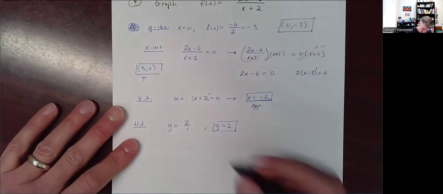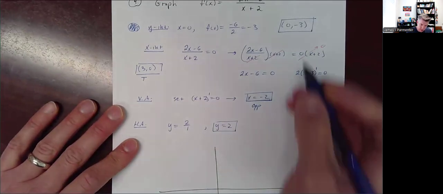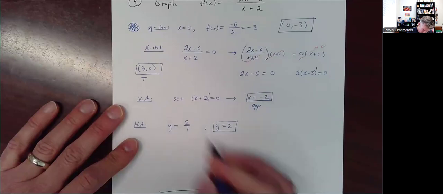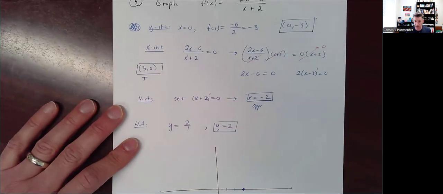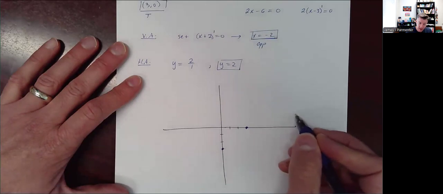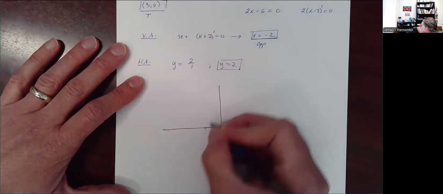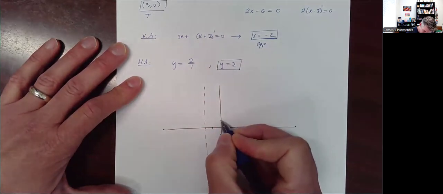So I've got a y-intercept at (0, -3). I've got an x-intercept at (3, 0). I know it's going to go through, so it's probably going to go like that. Maybe not, though. We'll see. Oh, sorry, you guys can't see that. Apologies. So it's probably going to go like that. And then my vertical asymptote at x equal to -2. And finally, my horizontal asymptote at y equal to 2.